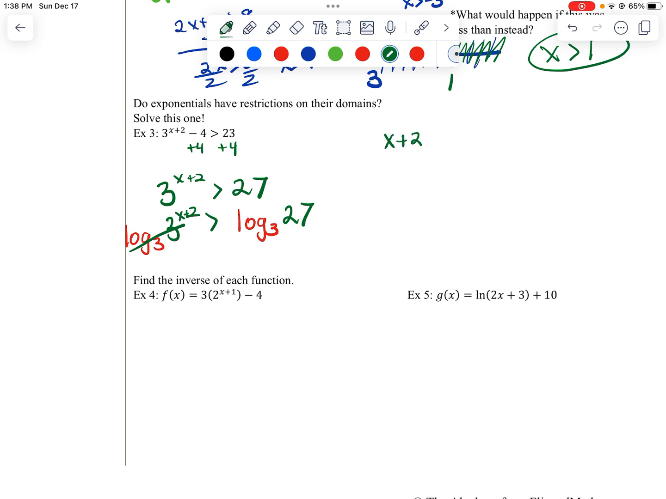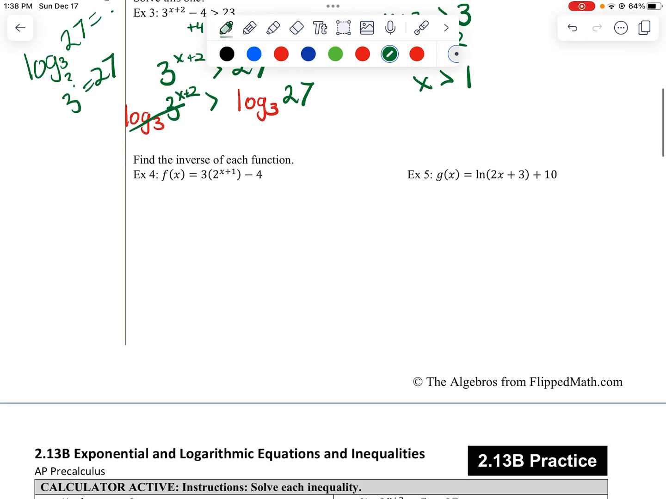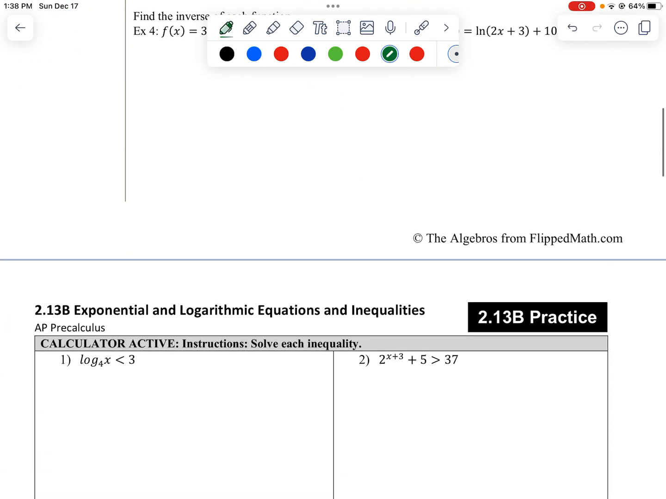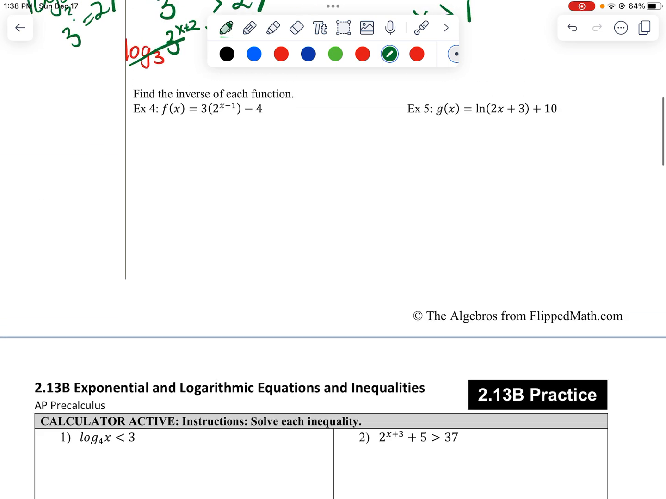And I bet we could figure this out without a calculator. Log base 3 of 27 equals something. So 3 to that something equals 27. So that side is just 3. All right, minus 2, so x has to be greater than 1. Okay, and then we're going to find the inverse.